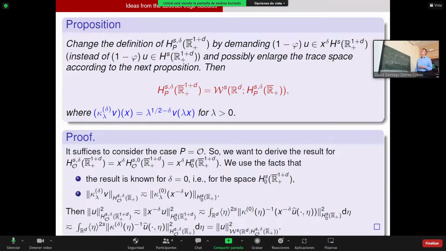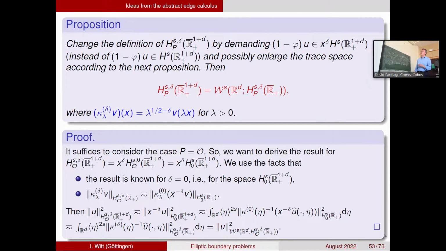So basically we get that this space HS delta P is the WS, with values in the corresponding HS delta P space, on the half line. The only thing I defined here is that it is just a standard HS space for large X. That was just for convenience, because that is what one usually does.